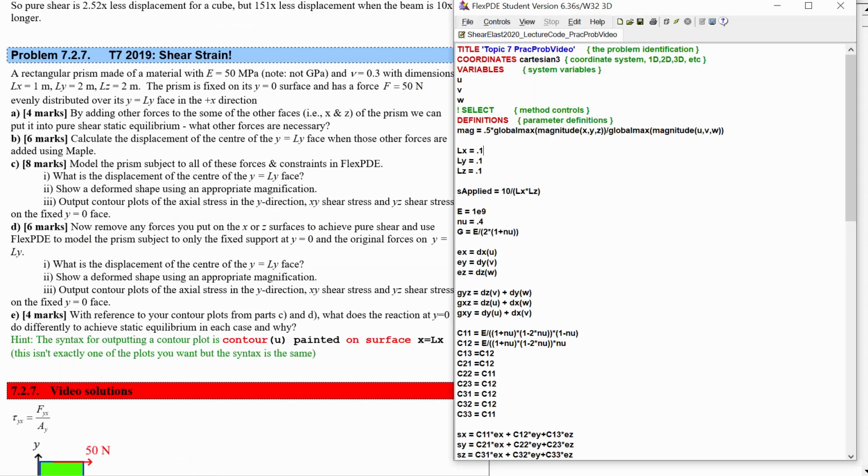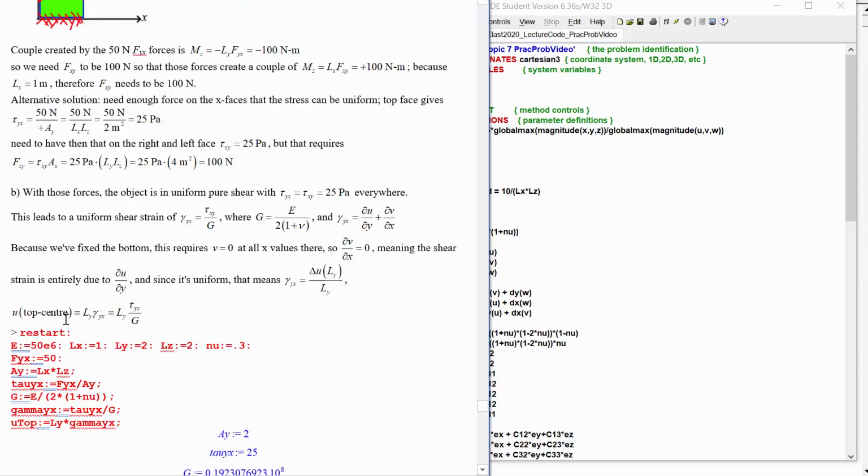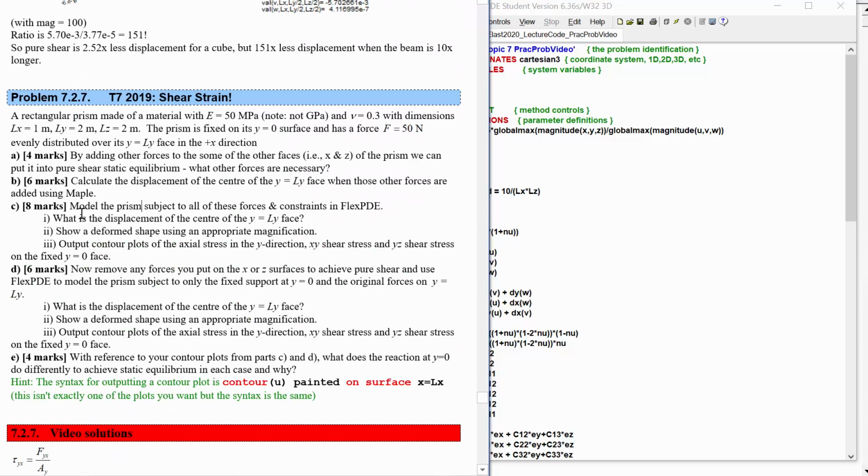Next thing is to go to part C. I've copied that code in for the end of part B. And in part C, what we can do is model the prism subject to all those forces and constraints in FlexPDE. So then find out what the displacement is and show a deformed shape and output contour plots of the axial stress in the y direction, xy shear stress, and yz shear stress on the y equals 0 face.